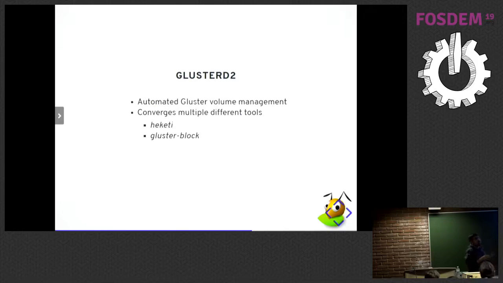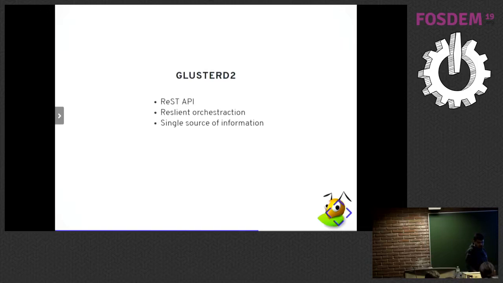So GlusterD2 does the work of Hecate, right? Automated volume management, and it also provides block volumes in a different sort of way compared to Gluster Block. We'll see how it does it in a little while. GD2 provides a REST API like Hecate, against which you can program. This allowed us to write our CSI driver. We have an API that can be reached over the network to do operations. So the CSI driver works on that.